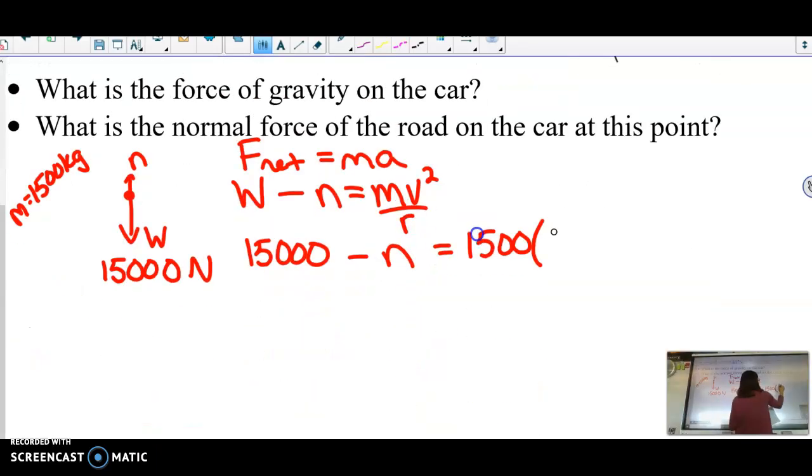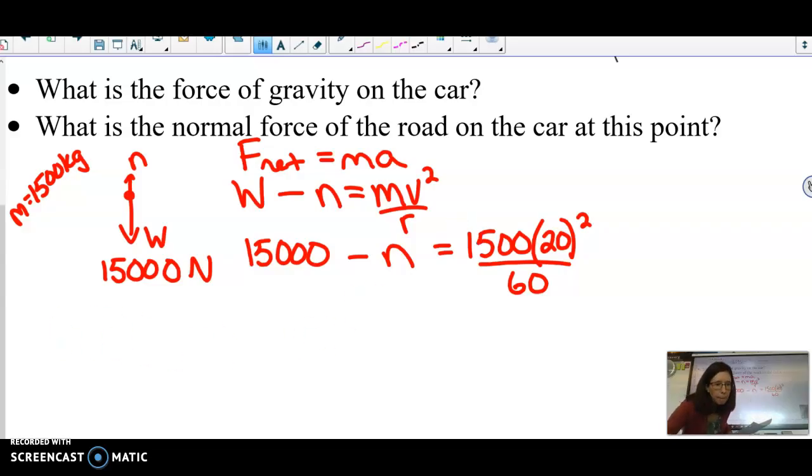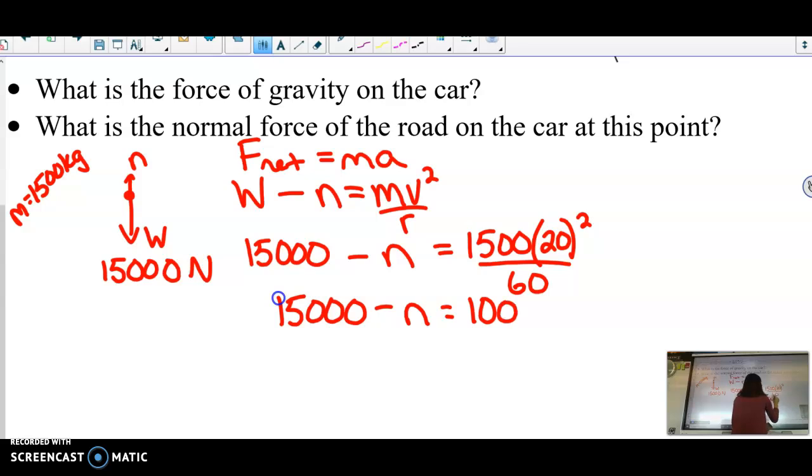So make sure you take the 20 and square it, divide it by 60. So you solve that for N. So I went ahead and calculated this number over here. The net force is 10,000.